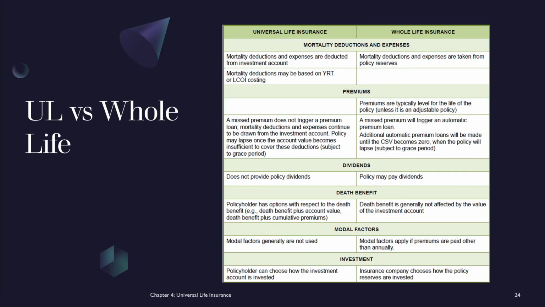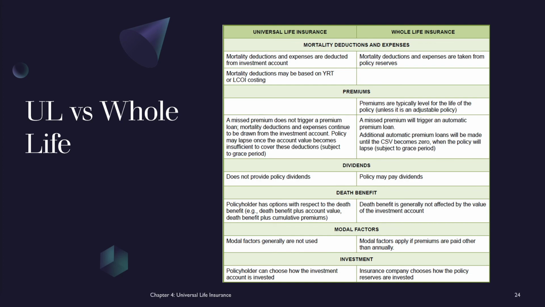Now, comparing UL policies versus whole life policies, there are a few differences. For the mortality deductions and expenses for the UL policies, you have the two different options, the YRT or LCOI costing, and mortality deductions and expenses are deducted from the investment account. Whereas with whole life insurance, the mortality deductions and expenses are taken from the policy reserves.